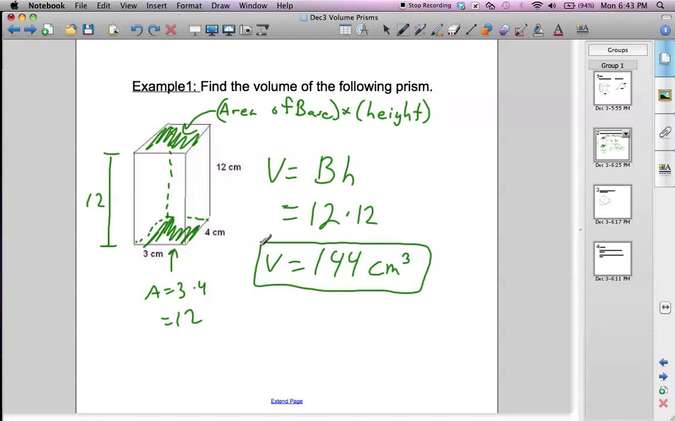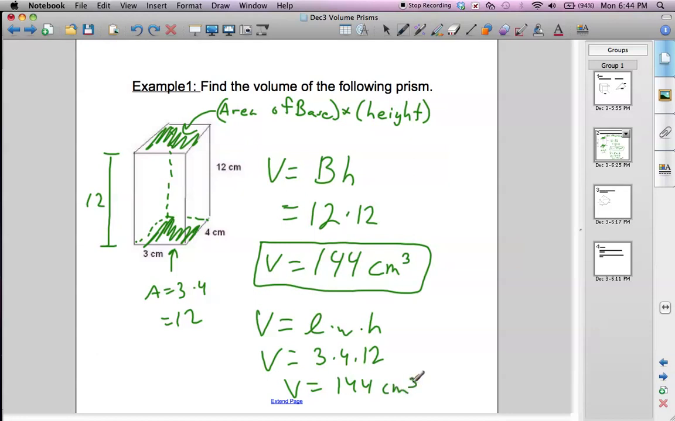So for any prism, you can get the area of the base and multiply by the height, and then you've got the volume of the figure. In the case of rectangular prisms, it's very easy because you have 3 dimensions and you just multiply those 3 dimensions. So for a rectangular prism, you can just do length times width times height. The volume of this prism is 3 times 4 times 12, which is also 144 cubic centimeters.